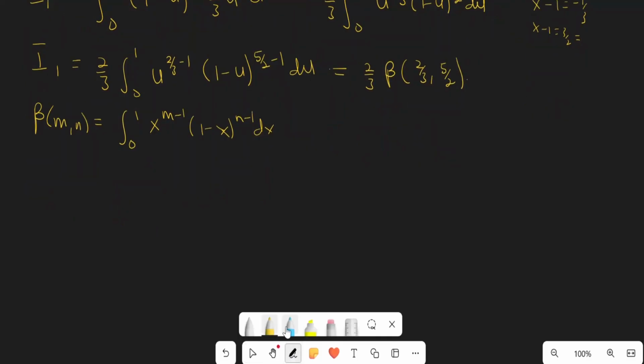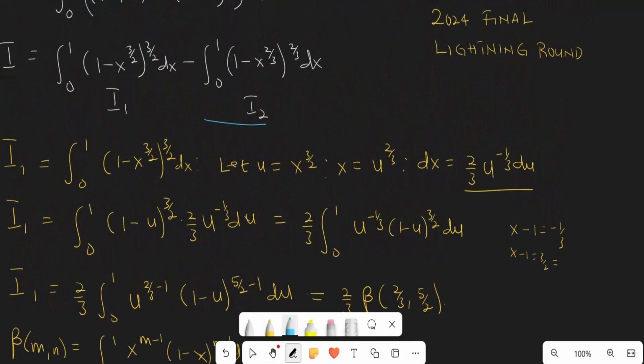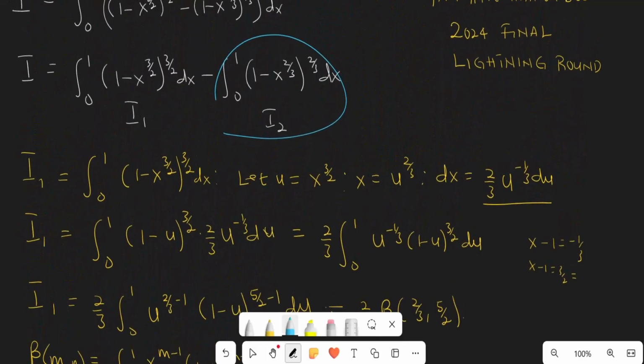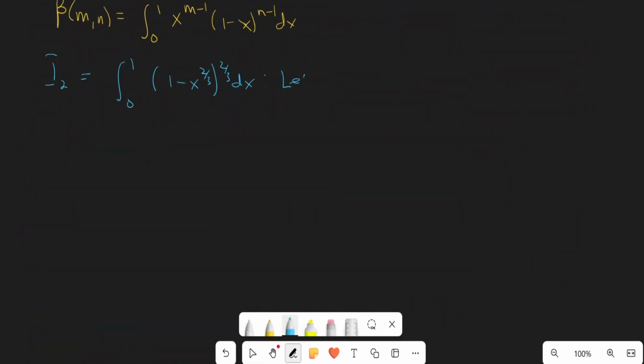Now let's tackle the second one. The second one is this guy. So I2 is the integral from 0 to 1 of (1 minus x raised to the power 2 over 3) raised to the power 2 over 3 dx. That is this guy. Okay, so we are doing the same thing. Let u be equal to x raised to the power 2 over 3. So the limits of integration will not change. So we have to find an expression for dx.